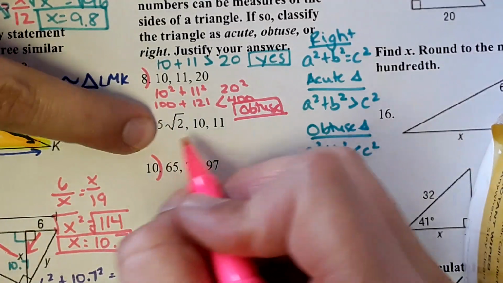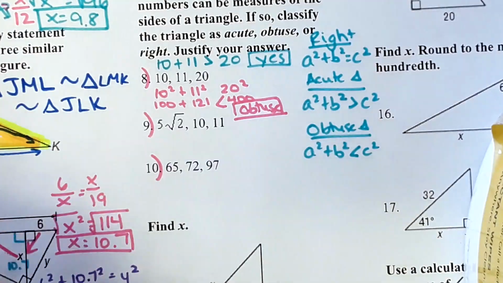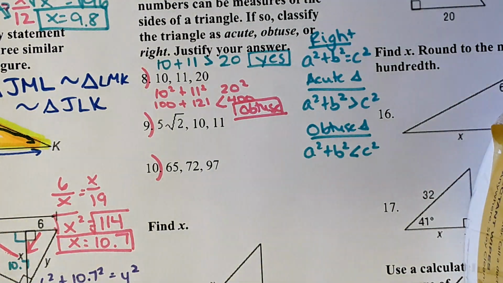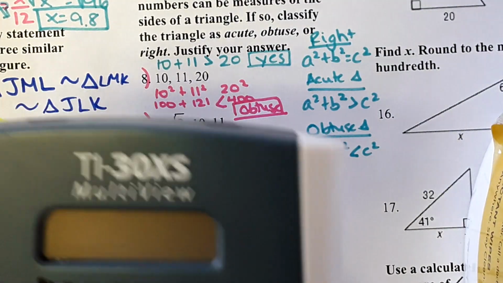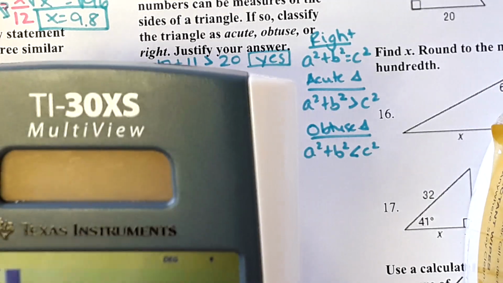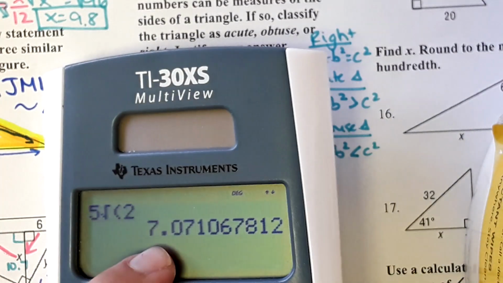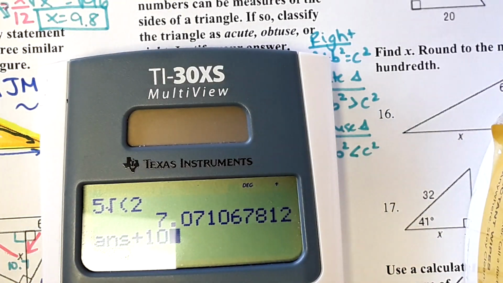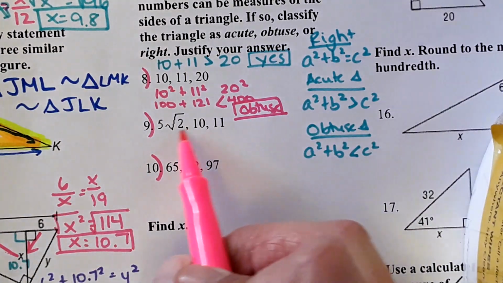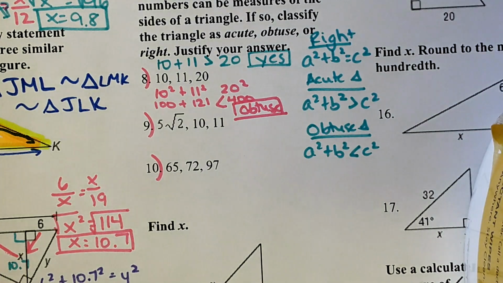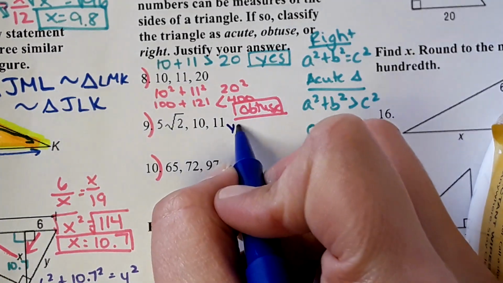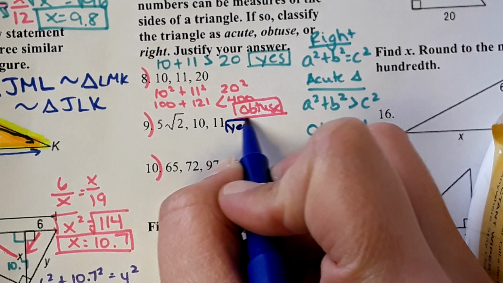Then for the next one, 5 square root of 2, if you were to plug that in a calculator, it comes out to about 7. If you were to add that to 10, you'd get about 17. And 17 is definitely greater than 11, so yes, it is a triangle. I'm going to use a different color. So yes, this is a triangle.